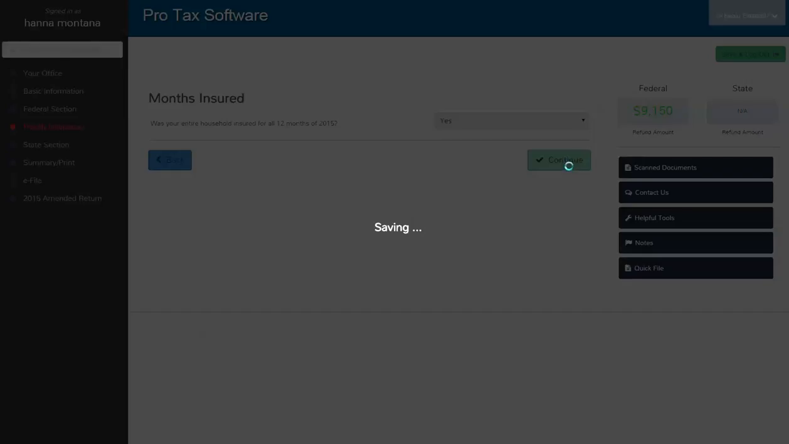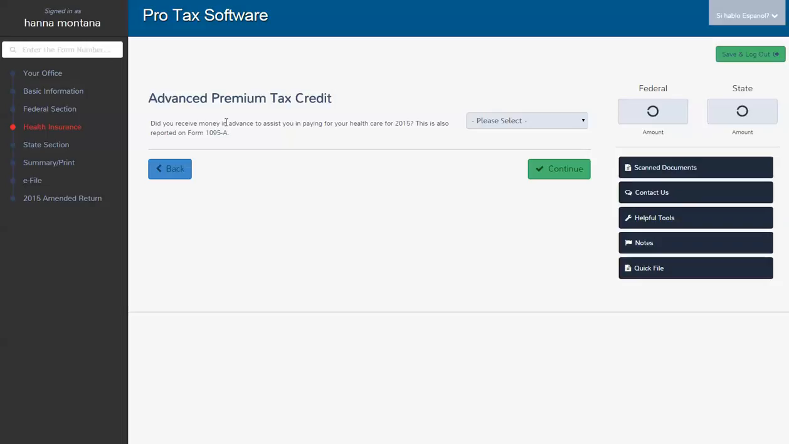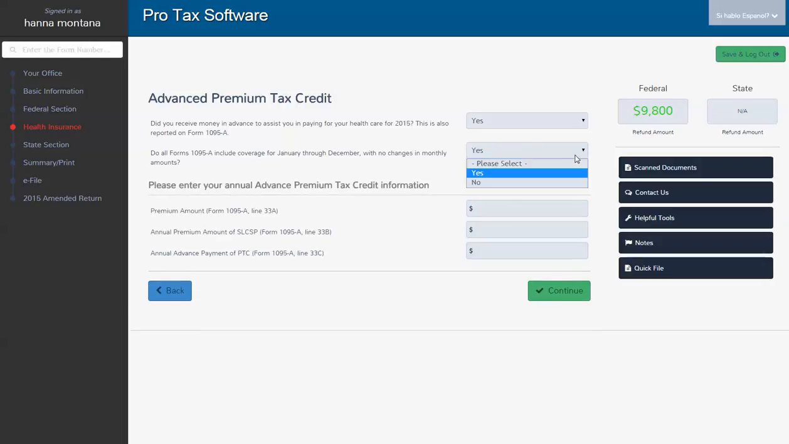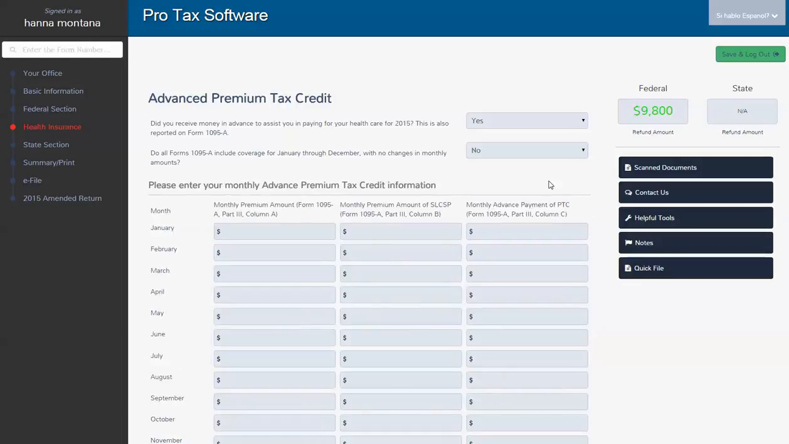Click continue. And did you receive money in advance? So did you receive that 1095A? Yes, we did. Was it uniform for all 12 months? At any point did you call CMS up and change your income projection? You were hired, you were fired, you got a raise, you got a reduction of income. You would go ahead and just say yes. If the answer is no, it was not uniform all 12 months, your coverage didn't start until March, you say no, you just earn yourself a fantastic 36 entries.